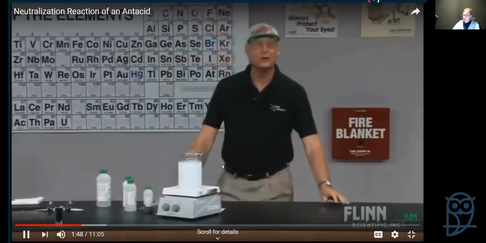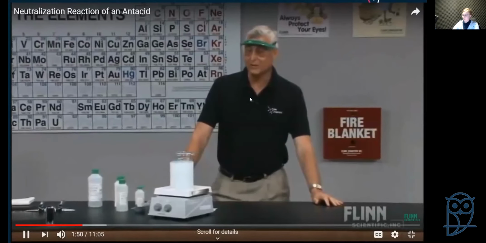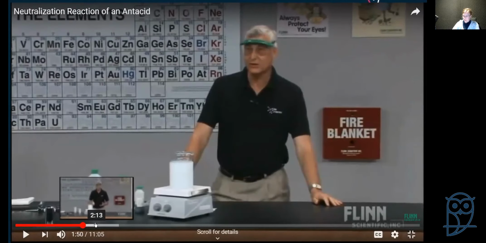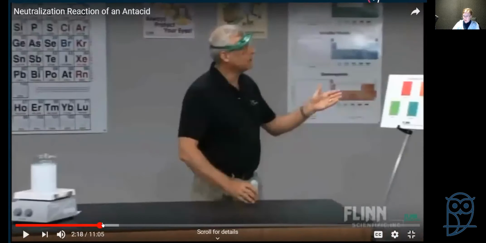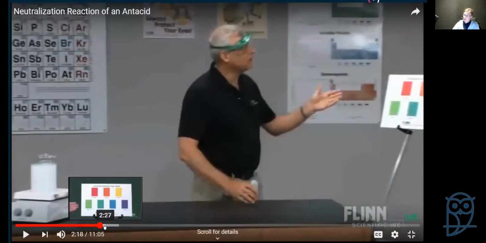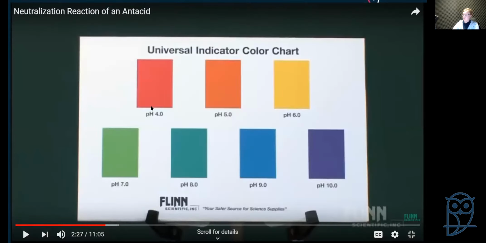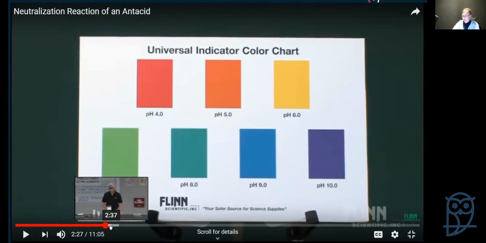And then what we're going to do at this point is we ask the students to make some observations. So he added it into the beaker, and now you can see it's a milky white color. So now he's going to add a universal indicator. So he's got his universal indicator over there telling you exactly what the pH scale says.